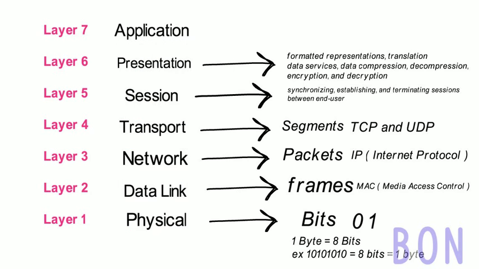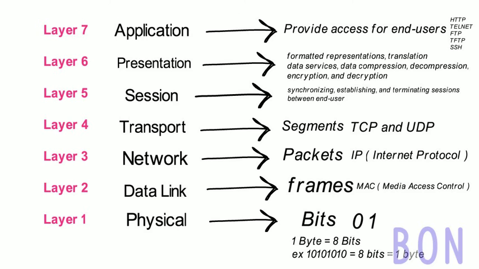The last layer is the application layer, which provides access for users, like using websites or email. Some important protocols are HTTP, used for websites, and FTP, which is File Transfer Protocol, used for transferring files through the network, and others like Telnet, TFTP, SSH, and more. Like the first four layers, which use bits, frames, packets, and segments, the session, presentation, and application layers use data.